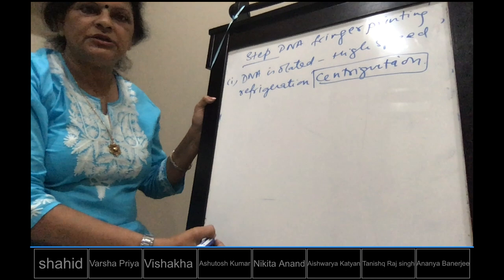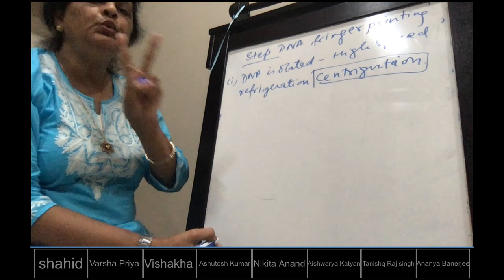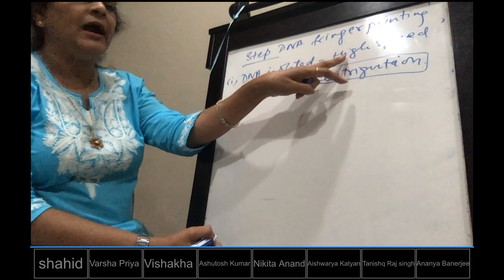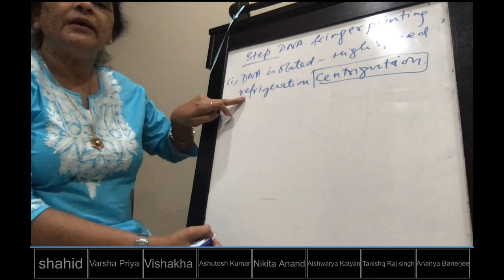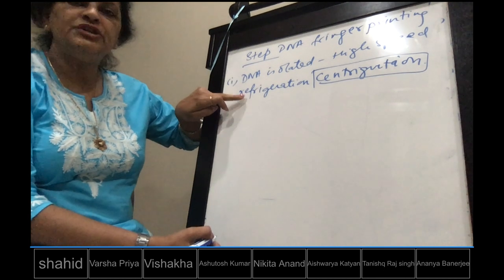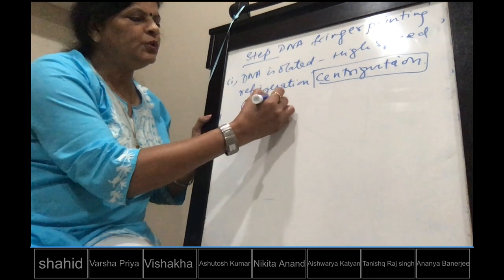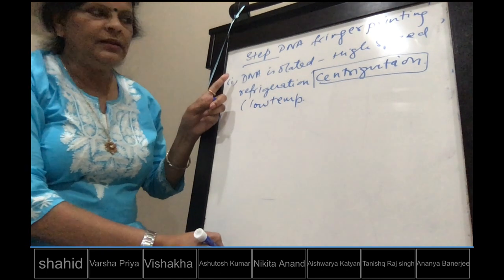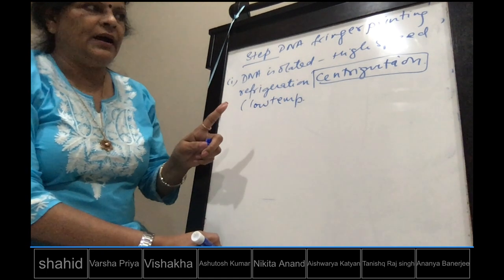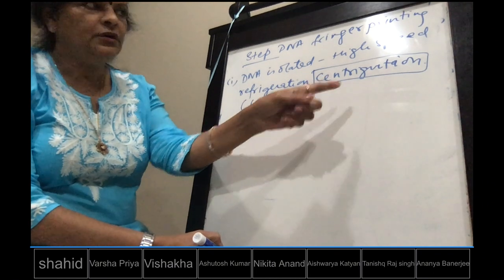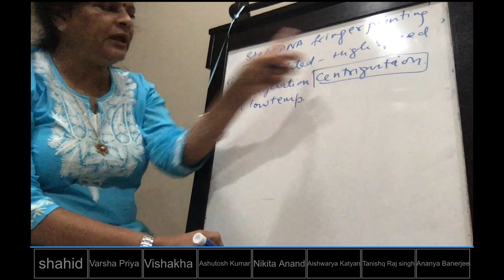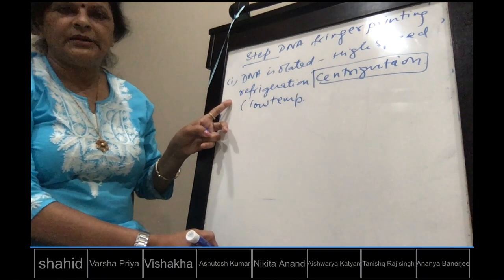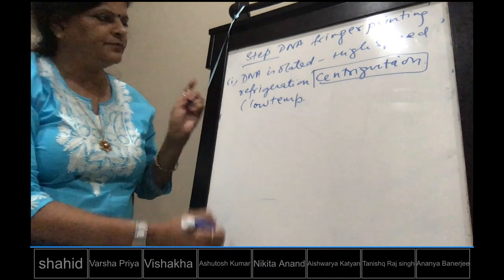Technique is centrifugation, but for centrifugation there are two conditions. एक हाई स्पीड चाहिए, दूसरा लो टेम्परेचर चाहिए. रिफ्रिजरेशन का मतलब क्या होता है? लो टेम्परेचर. So the DNA of the cell is isolated by centrifugation, which has to be under high speed and at low temperature. These are the conditions.